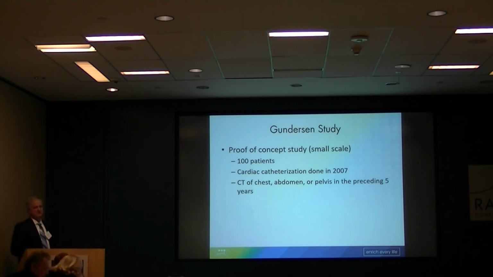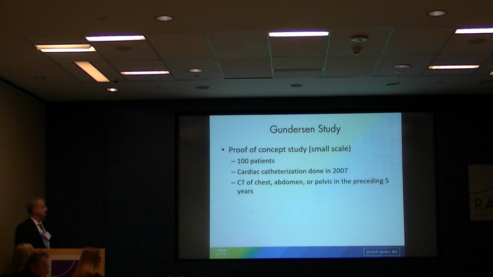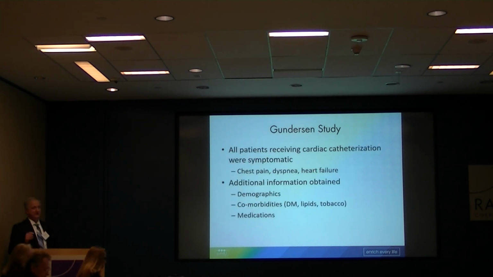So what we did, this was a small study. Like I said, we're not a research institution. We just took 100 charts, and we looked at people who had had cardiac catheterizations in the year 2007, who had had a CT scan of the chest, abdomen, or pelvis in the 5 years prior to that. All patients in this study obviously were symptomatic. They were getting a cardiac catheterization for one reason or another. They either had chest pain, dyspnea, or heart failure. We also collected demographics, their comorbidities, diabetes, hypertension, tobacco, and their medications.